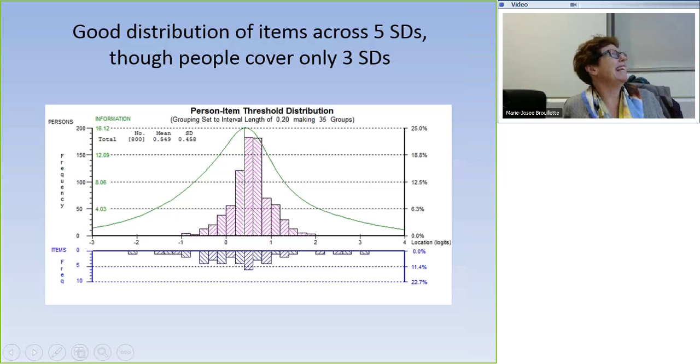The mean is 0.5455, and the standard deviation is 0.45. So on average, people scored about 0.54, and you can see the items. So we do have some items here. There are no people here. And we still have some hard items, but there aren't any people there.